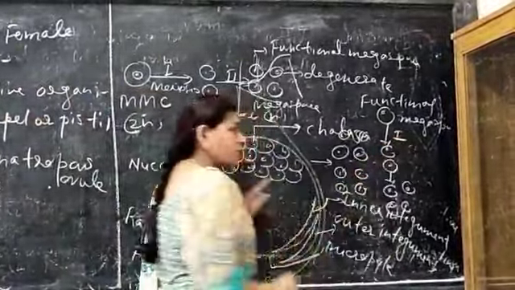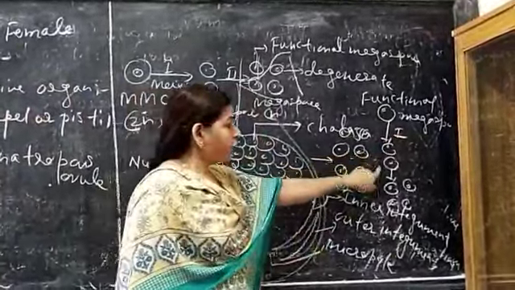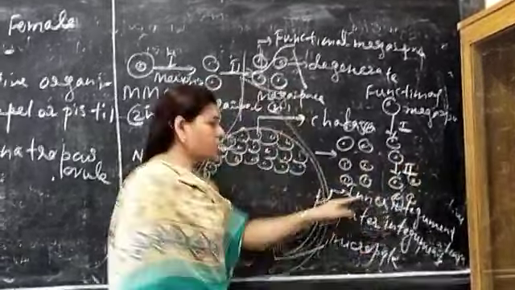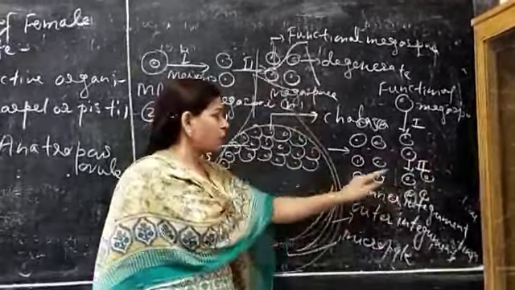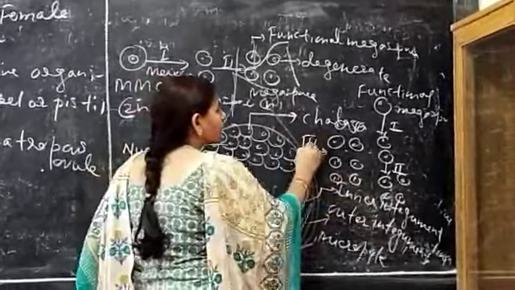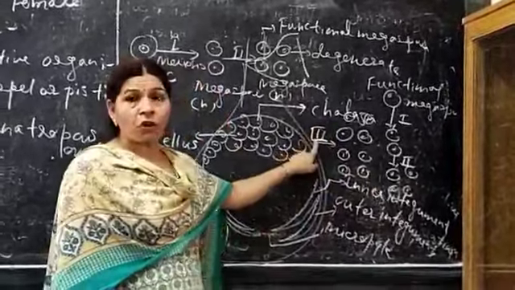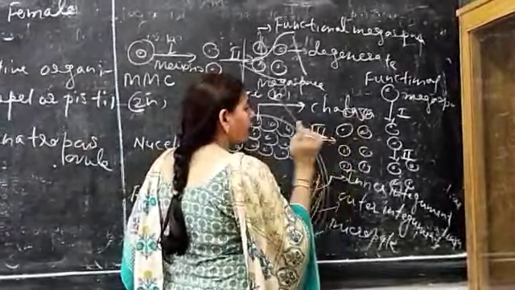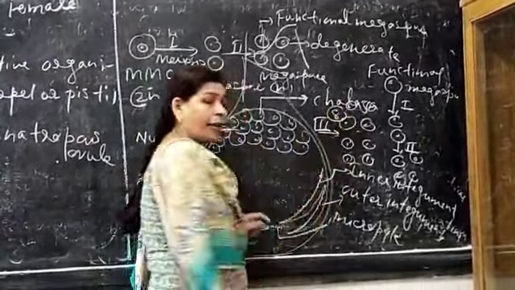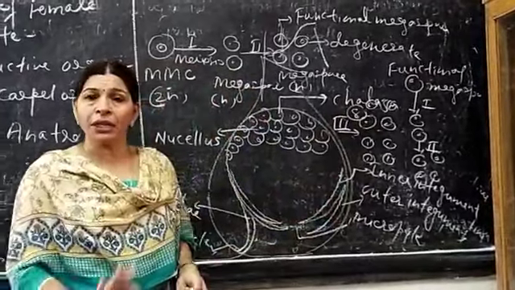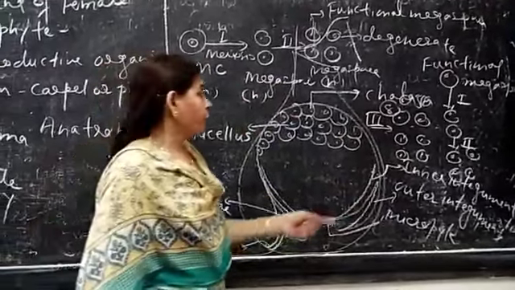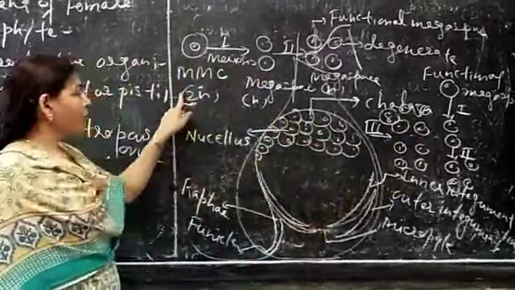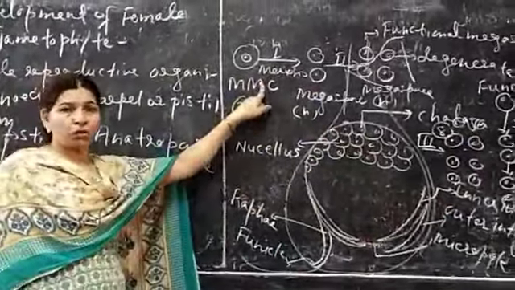After the first mitosis division, it forms 2 nuclei. Then the second mitosis division forms 4. And after the third mitosis division, it forms 8. 1, 2, 3, 4, 5, 6, 7, 8. So a total of 8 nuclei are formed. These are all haploid cells, because the megaspore mother cell passes through meiosis division.